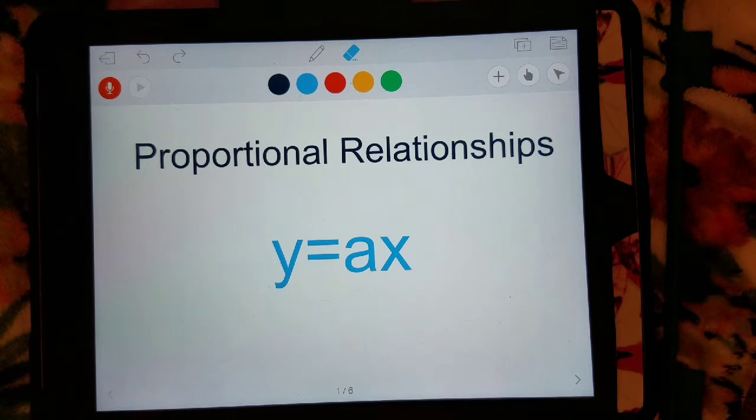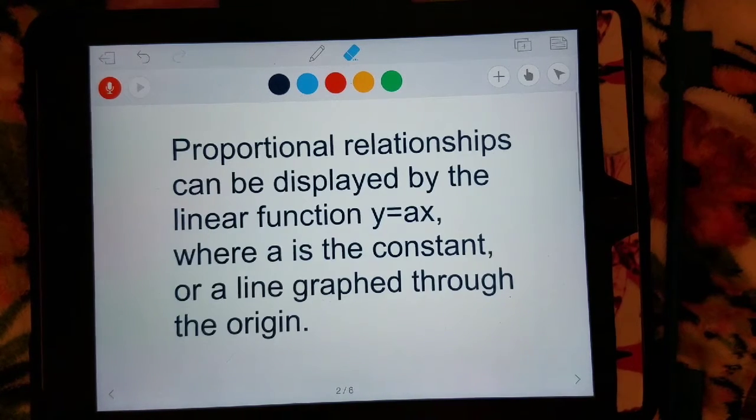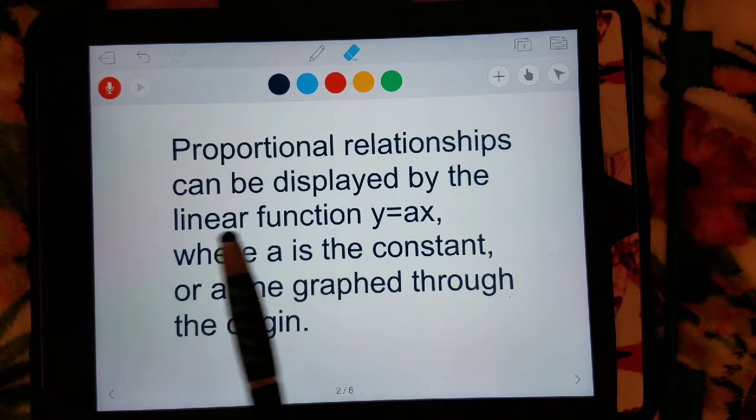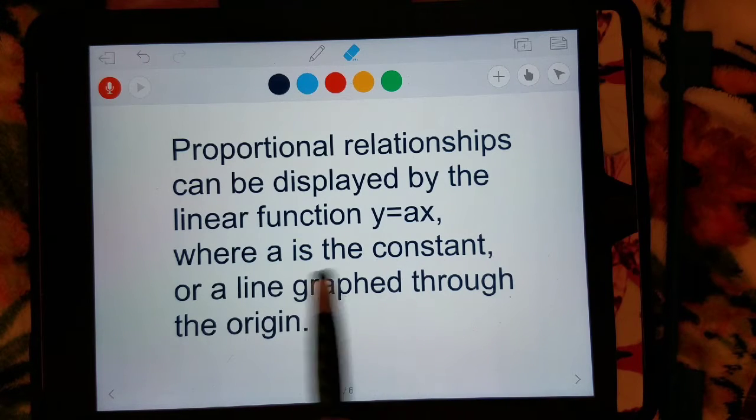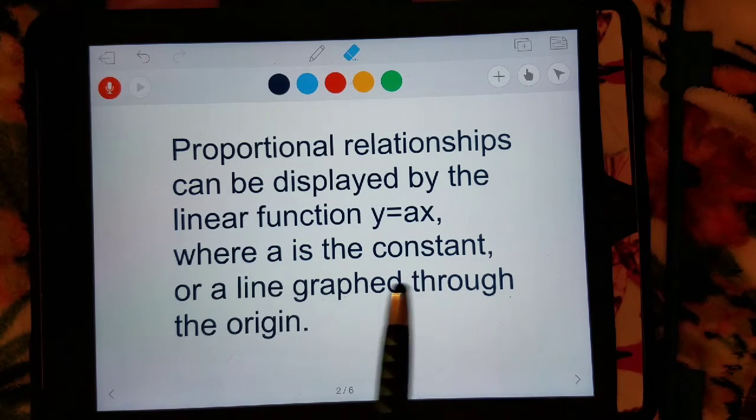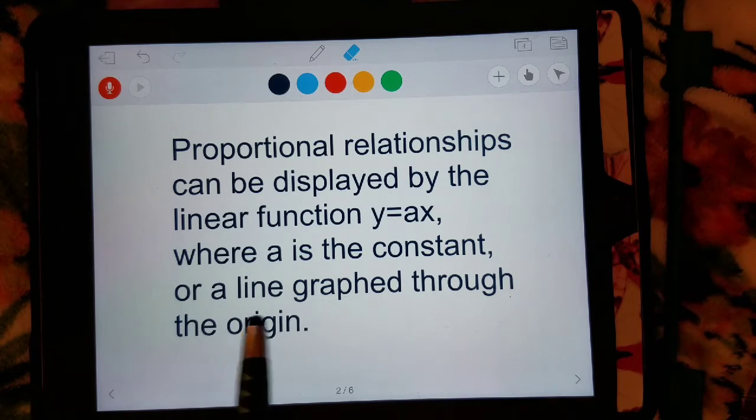A way to write a proportional relationship in a function is y equals ax. A proportional relationship can be displayed by the linear function y equals ax, where a is the constant, or a line graph that actually goes through the origin, 0, 0.